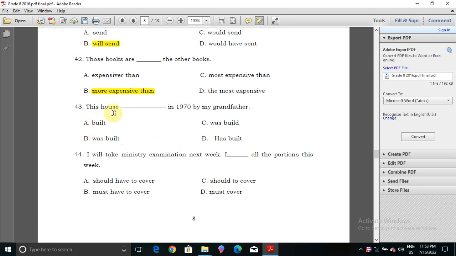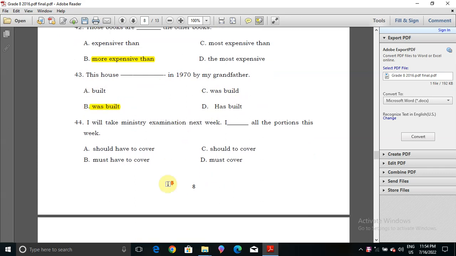Now question number 43: this house dash in 1970 by my grandfather. This house built, or was built, or has built. Now something was happening in the past, right? So this house was built in 1970 by my grandfather. So the correct answer for question number 43 will be choice B.